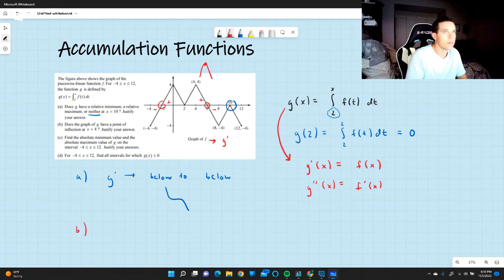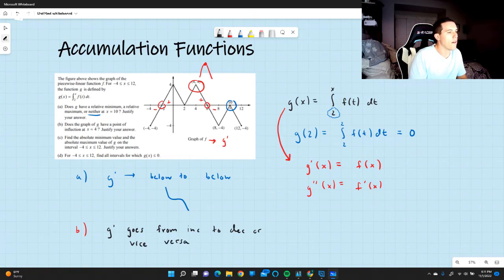B says, does the graph of g have a point of inflection at 4? So right here. So this is the derivative graph. And the one key thing I keep telling you to remember, don't say there are inflection points where the derivative has a critical point. That's one way to locate them. But the true definition of inflection point is that phrase that I keep reminding you of that we saw a lot last quarter. You need to find where g prime goes from increasing to decreasing or vice versa.